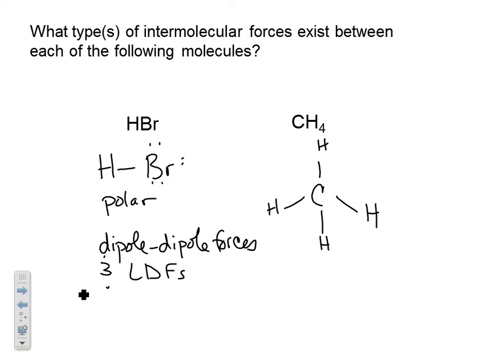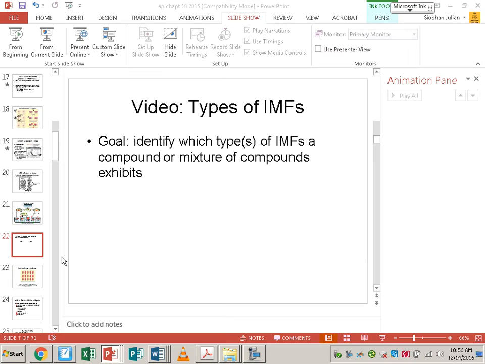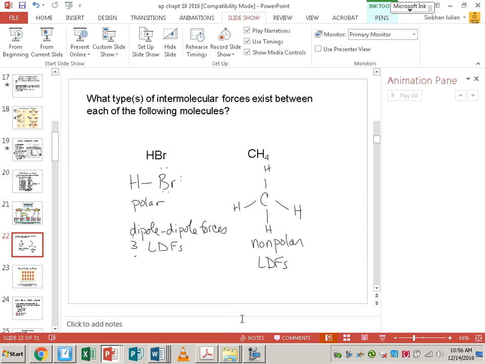And then we look at the CH4. Again, this is not an ionic compound, so I'm not thinking about ionic bonding or ion-dipole forces. I look at the structure and I see this is a symmetrical structure, so CH4 is nonpolar. If it's nonpolar, that means that we only have one type of intermolecular force of attraction. So methane exhibits London dispersion forces. So those are our types of IMFs. Be prepared to answer questions where I give you compounds and ask, what type of IMF is in this compound, or what is the strongest type of IMF in this compound?